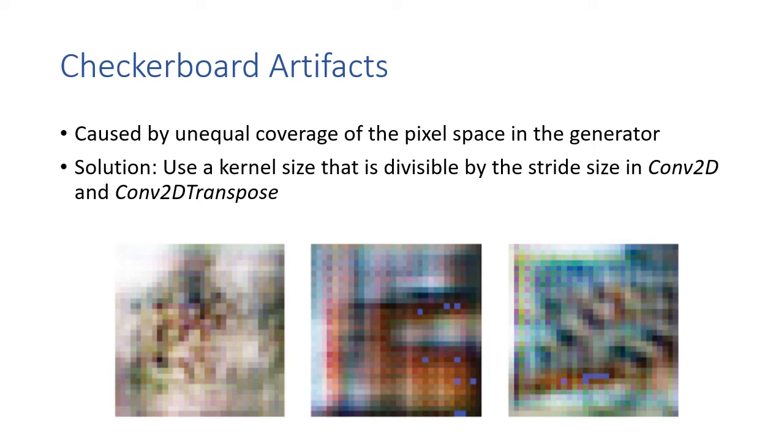There are some examples of checkerboard artifacts. Those artifacts are caused by unequal coverage of the pixel space in the generator. The solution is to use a kernel size that is divisible by the stride size in Conv2D and Conv2DTranspose, in the downsampling and upsampling convolution functions. Those artifacts look like a checkerboard, so that's why it's called checkerboard artifacts.